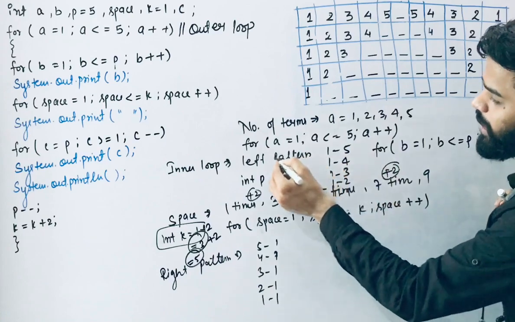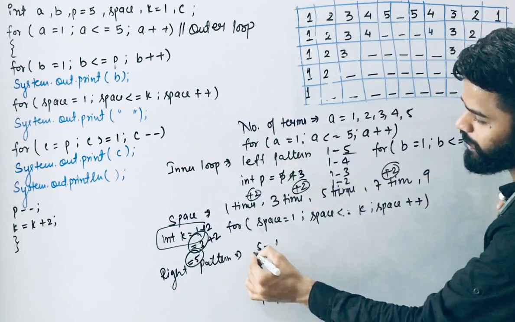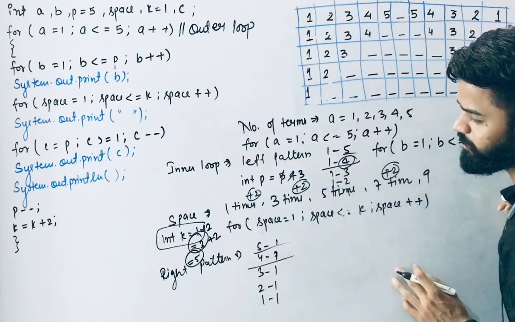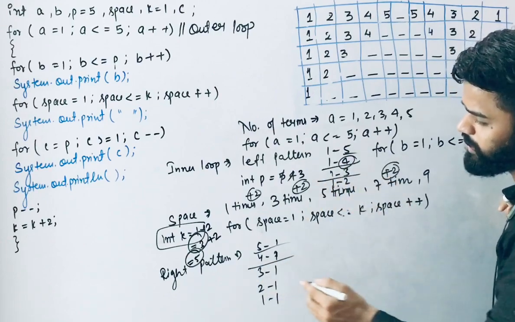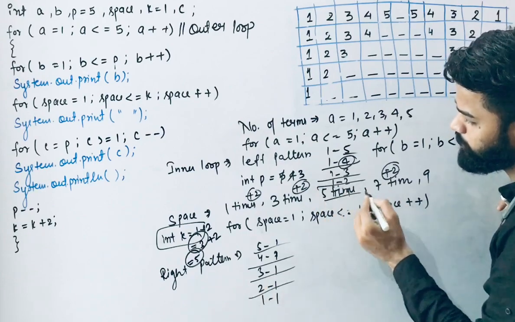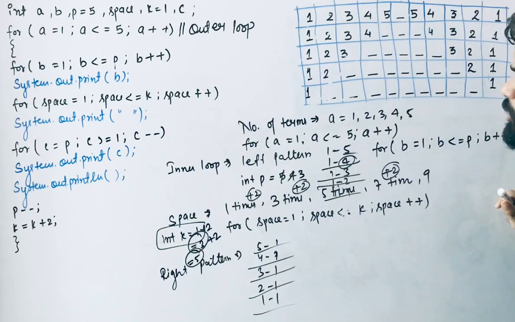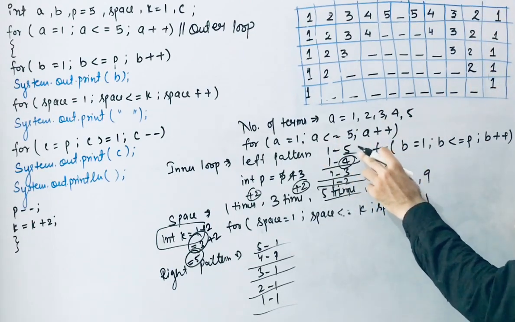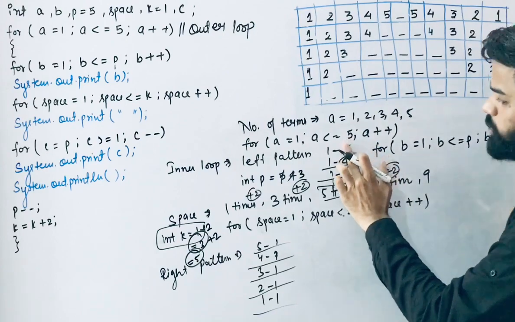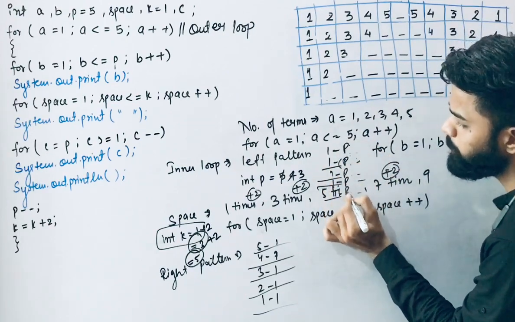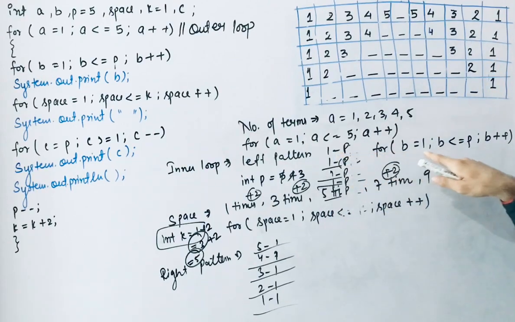So when the left pattern ends with 5, then the right pattern starts with 5. When the left pattern ends with 4, then the right pattern starts with 4. When the left pattern ends with 3, then it starts with 3. End with 2, start with 2. End with 1, and start with 1. So what I am going to write here, the limitation for printing is the value p. So in place of 5, 4, 3, 2, 1, we can write here p, because it runs 1 to p times.